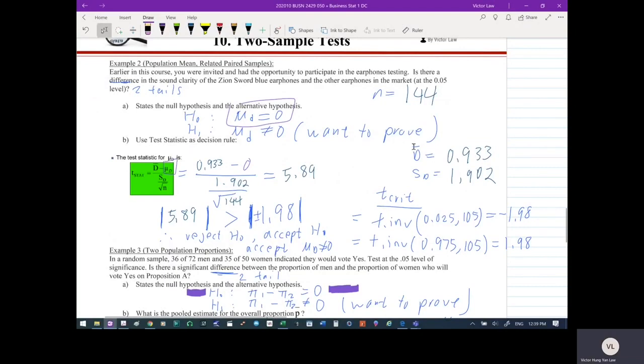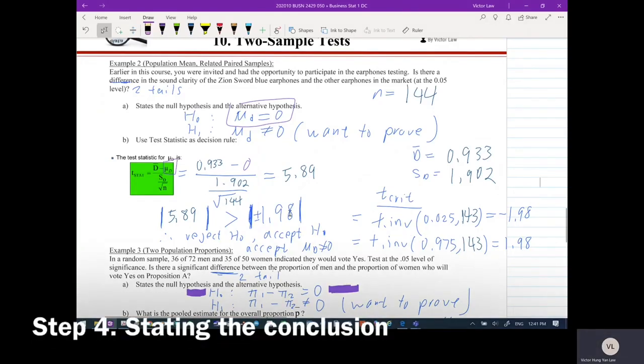Once we have calculated d bar, the sample standard deviation and the sample size, we plug them into the formula to get the t statistic. We get 5.89. Then we compare that with the t critical. To calculate the t critical, we use T.INV. Since this is two-tailed, we use alpha over 2 and 1 minus alpha over 2, so 0.025 and 0.975, and the degrees of freedom is n minus 1, so 144 minus 1, which is 143. We get negative 1.98 and 1.98. Once we have the statistic and critical values, we compare them in absolute value because this is two-tailed. The statistic is greater than the critical value, so we reject H0 and accept H1: the mean difference does not equal 0.